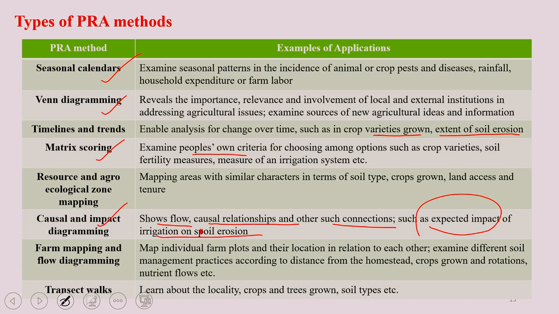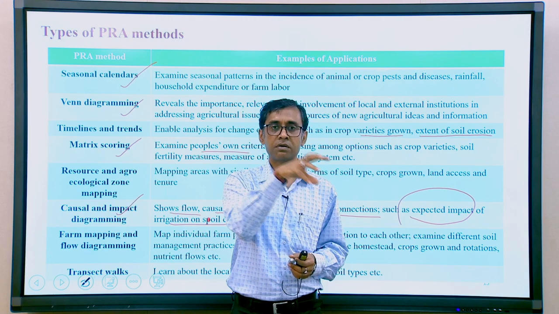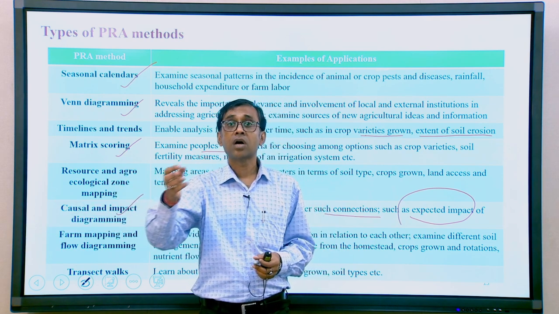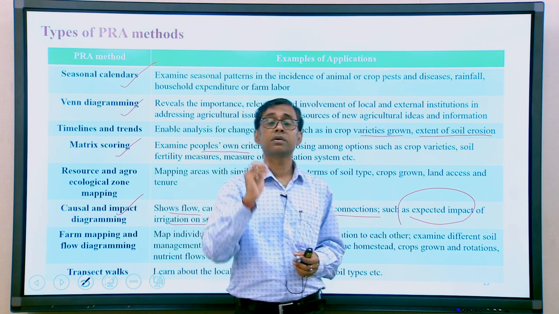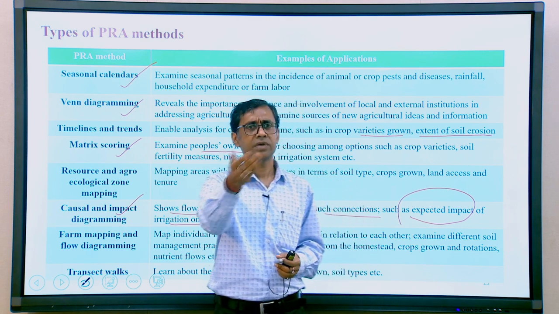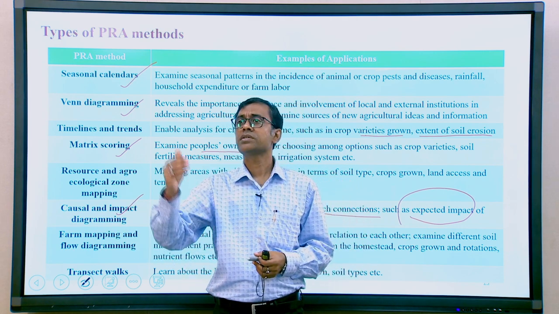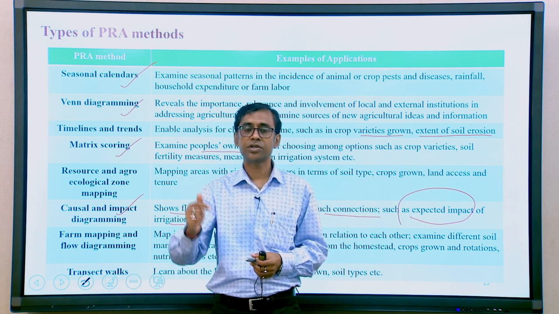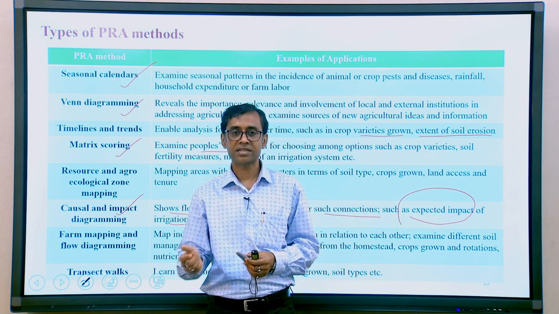Okay? So in case of causal and impact, you will find in one hand the reason of a particular event taking place in that area. On the other hand, you will find what are the impacts of this particular event, say erosion or flood in Assam. So what is the impact on the people, on the natural resources, availability of crops, soil, etc.